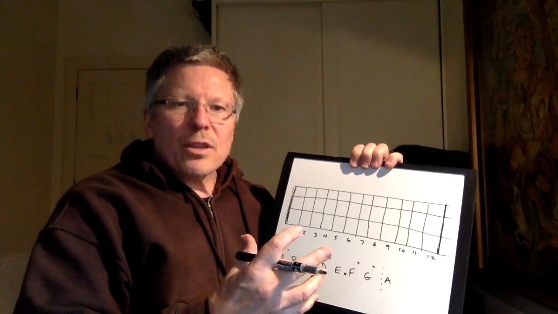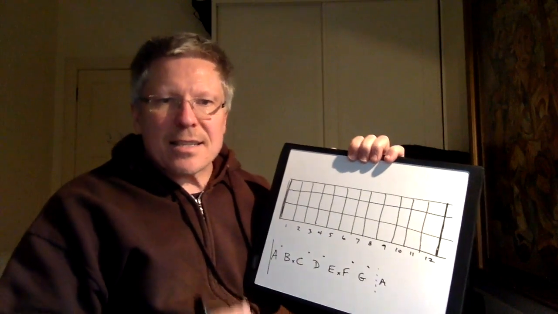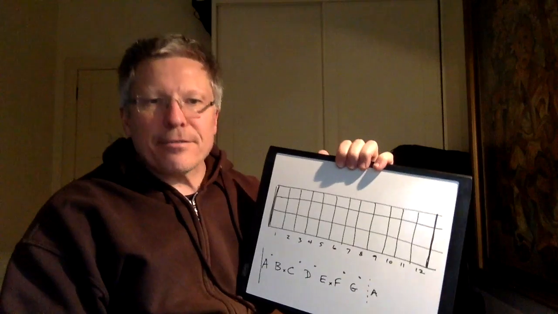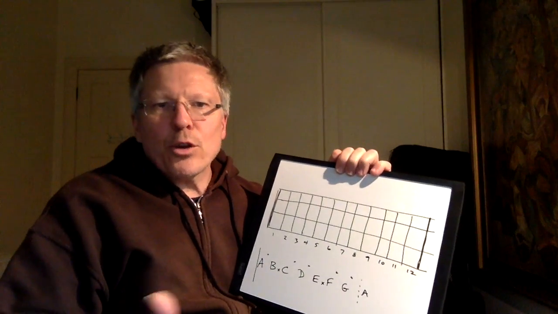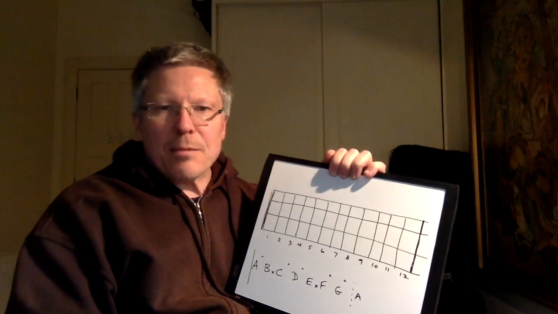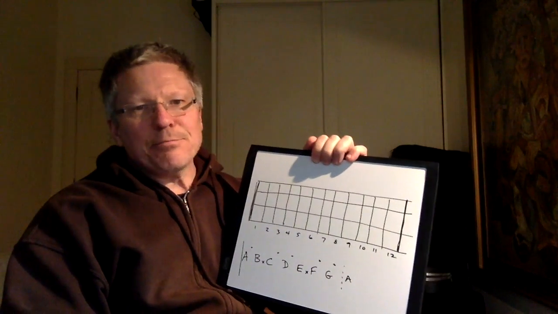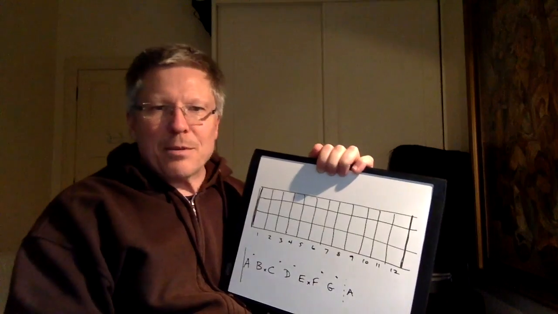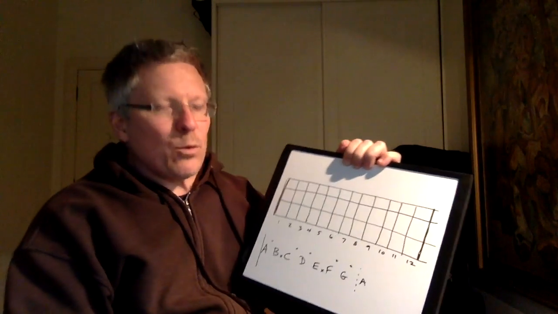Now, enharmonically, in other words, things that sound the same may be given different names. So you might have heard the concept of D sharp is the same as E flat, or B flat is the same as A sharp. I'll explain how all that works now.